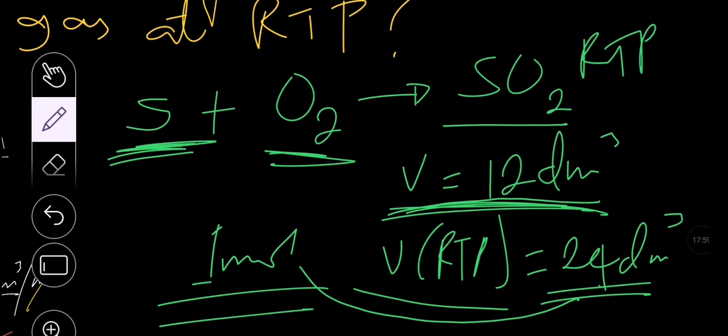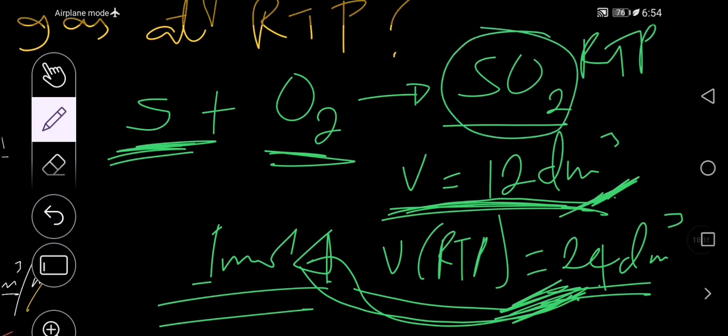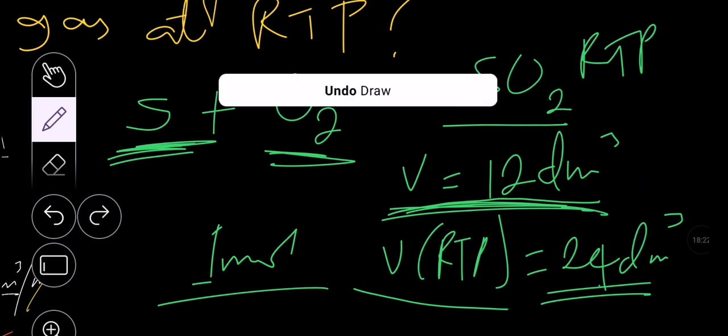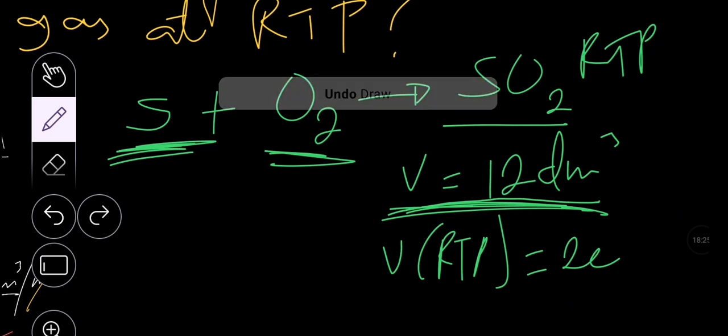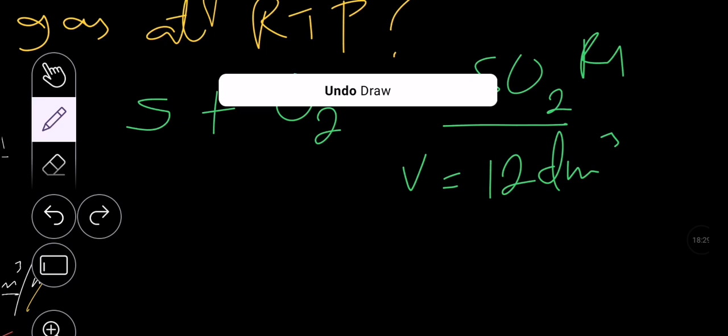So 1 mole of any gas occupies 24 cubic decimeter at room temperature and pressure. I think now you are trying to relate. In another way, 24 cubic decimeter volume is occupied by only 1 mole. How about the 12 cubic decimeter volume of sulfur dioxide that has been produced? How many moles are in this sulfur dioxide? We're going to use these two as clues to come up with the correct number of moles. Good. Now, what are you going to do?